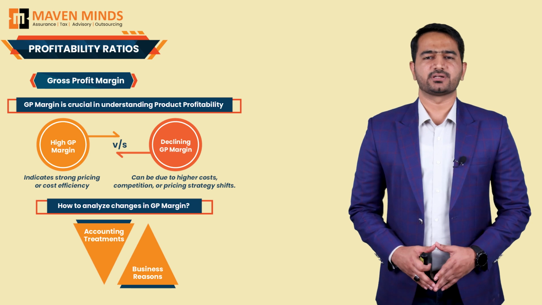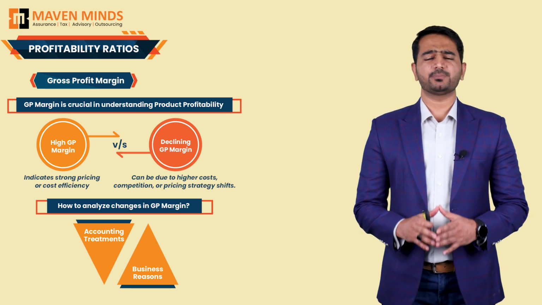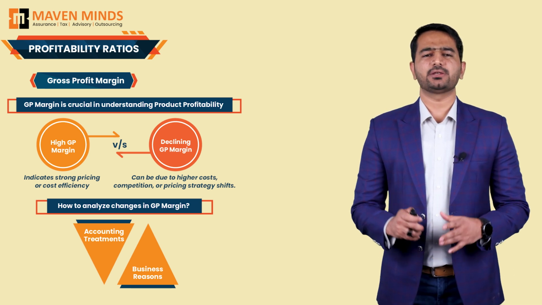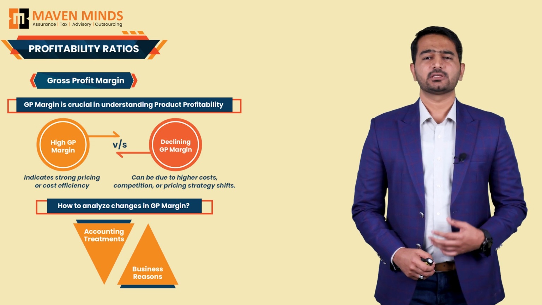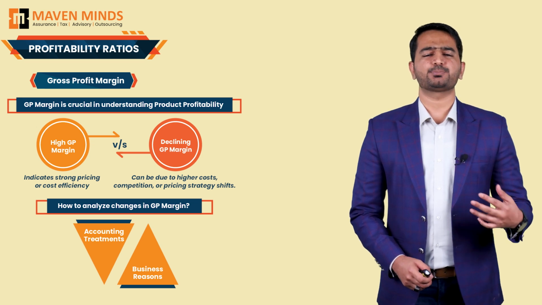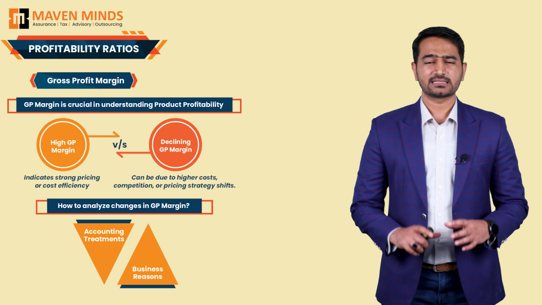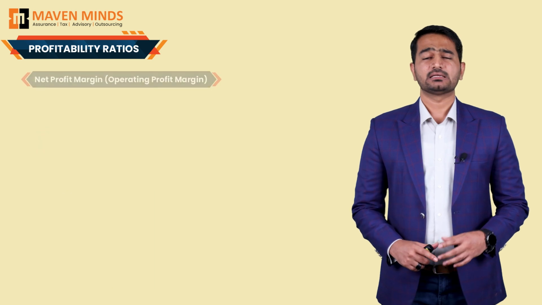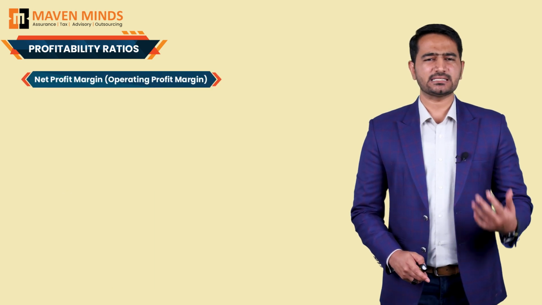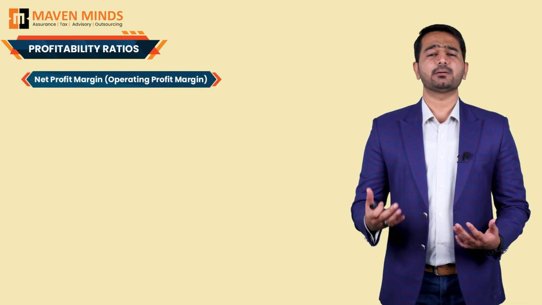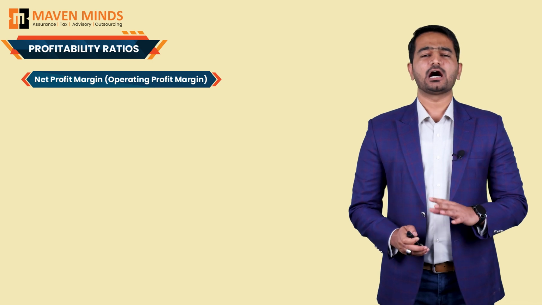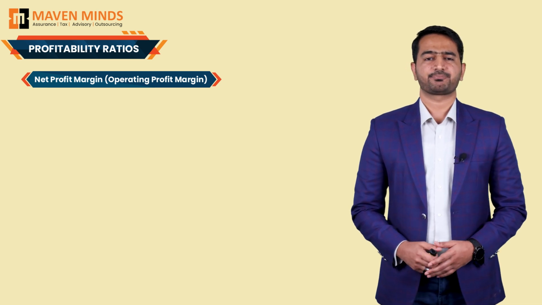Alright, my friends, that was gross profit margin, the first profitability ratio. Next, we will move on to another key profitability ratio, that is net profit margin. This provides an even deeper insight and analyzes the company's overall profitability after all the expenses.